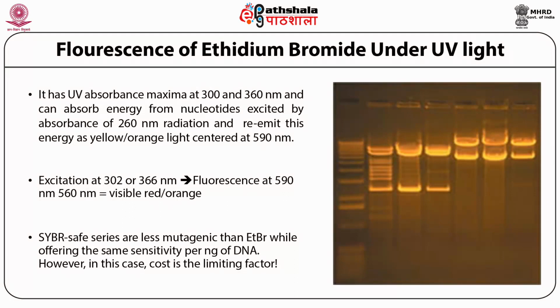The ethidium bromide has a UV absorbance maxima at 300 to 360 nanometer. Additionally, it can absorb energy from nucleotides excited by absorbance of 260 nanometer radiation and re-emit this energy as a yellow or orange light centered at 590 nanometer. After insertion into the hydrophobic core of the helix, the ring system makes contacts with the base pairs in the vicinity and lies perpendicular to the helical axis.